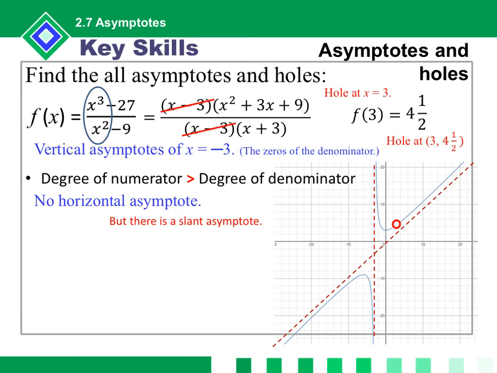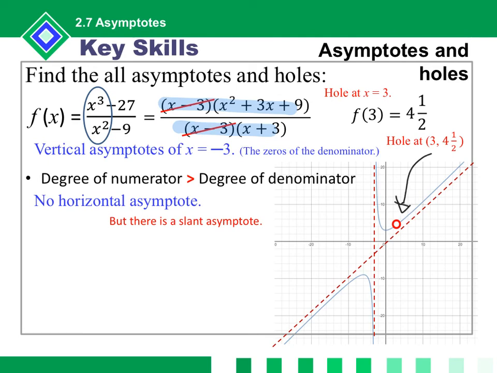And the last example here, I'm given the function, so I factor it out. And you can see one of the factors is common. Since this is common, there is a hole at 3. You plug in 3 into the simplified function and you get 4.5. So there is a hole at 3 and 4.5. And that's the hole right there.